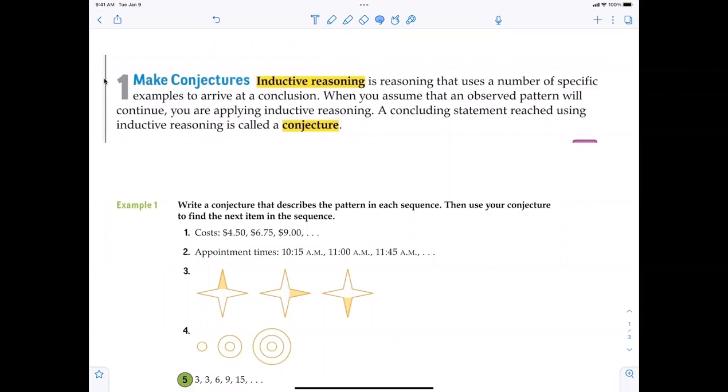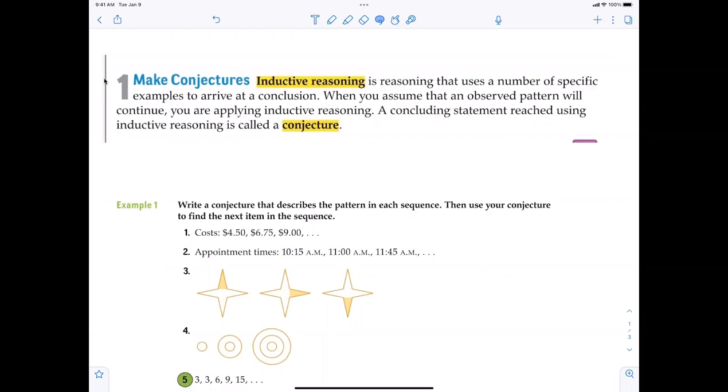Postulates, we say, are just statements based off observation that we can assume to be true. We assume that they're true without proving that they are true. And then theorems are statements that we can prove to be true.